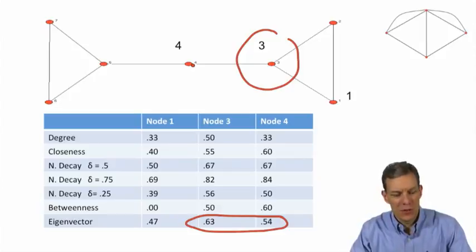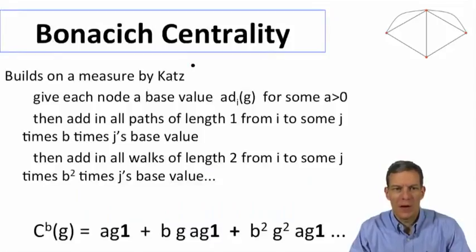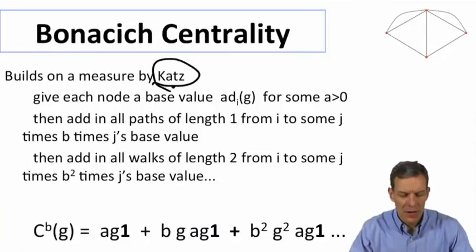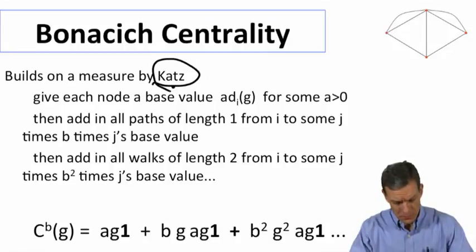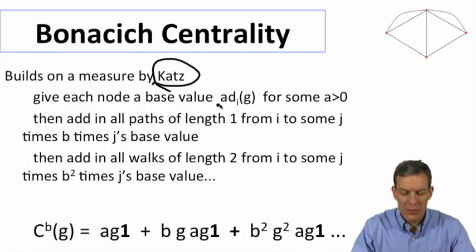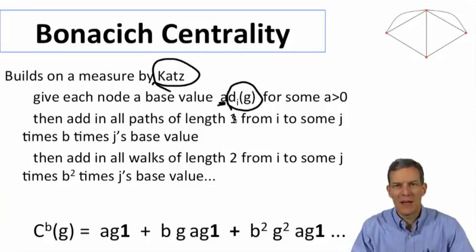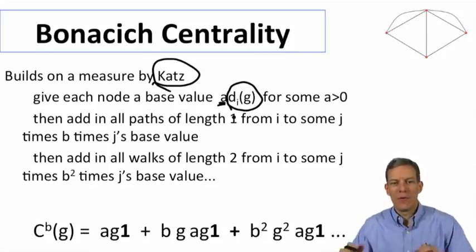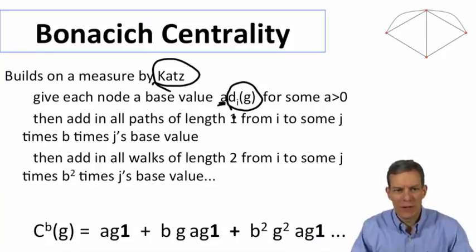One last measure, which is going to be very useful and is related to eigenvector centrality, is what's known as Bonacich centrality, or Katz-Bonacich centrality. It actually builds on a definition originally by Katz that was later extended by Phil Bonacich. And the idea is that you give each node some base value, and the base value is some number a times the degree of a node. Okay, so if I have degree 10 and a is a half, then I start with a value of 5. And so everybody starts with some value proportional to their degree.